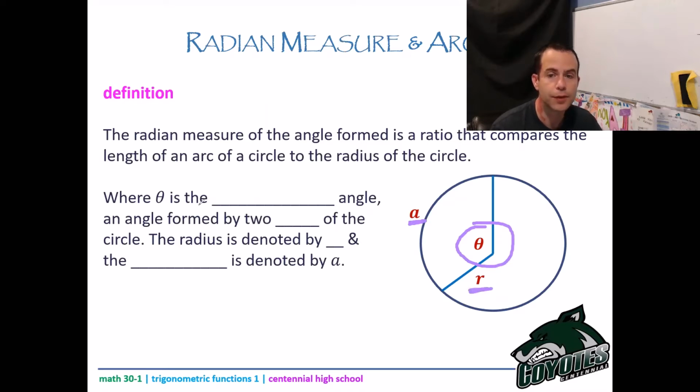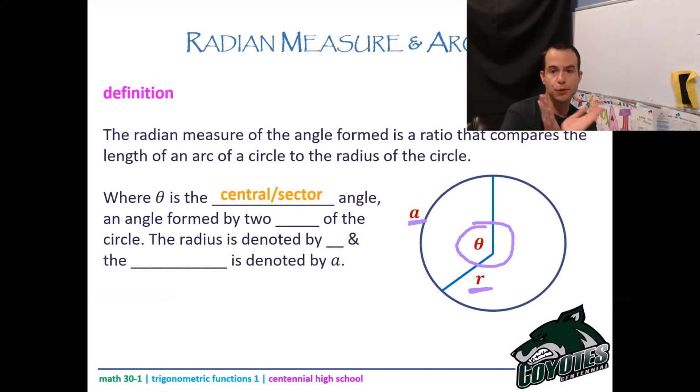Okay, so theta, we call that a central angle or sector angle, which is an angle in a circle formed by 2 radii. Radii is just plural for radius. The radius is denoted by R and the arc length is denoted by A. Okay.